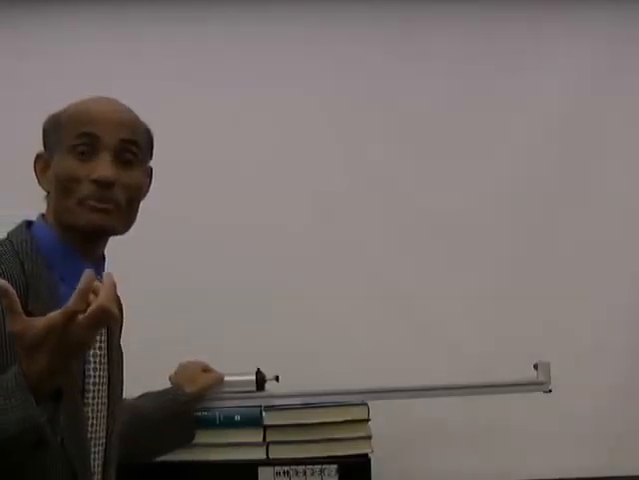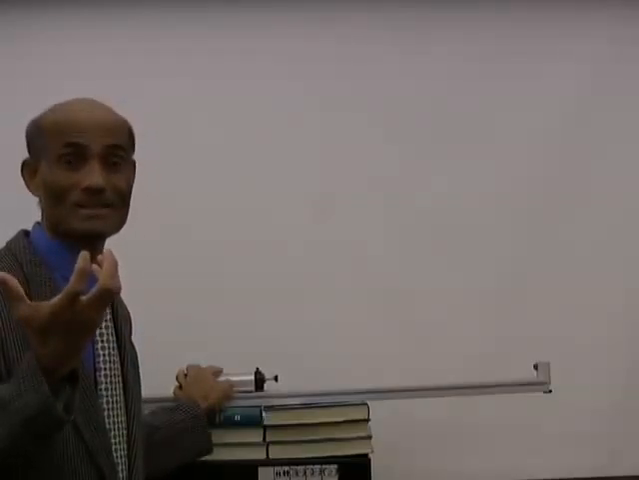Now, what does the momentum of a moving object depend on? What are the factors on which the momentum of a moving object depends? Well, there are two factors. One is the mass of the object, and the second thing is the velocity. It is the combination of these which gives a moving object its momentum.